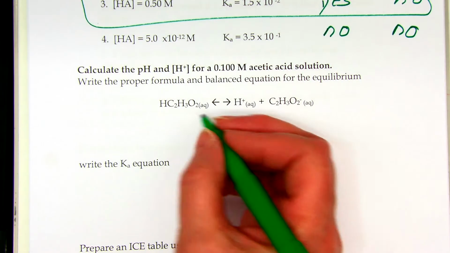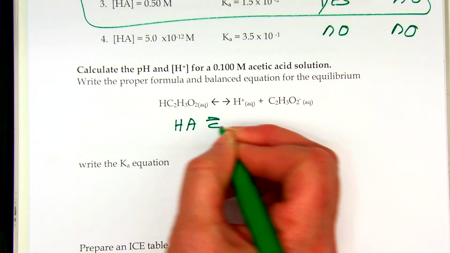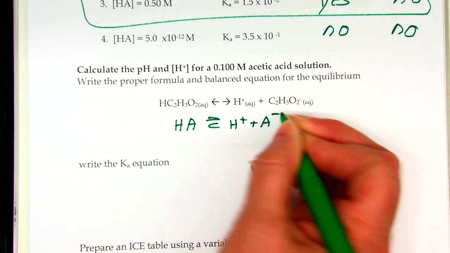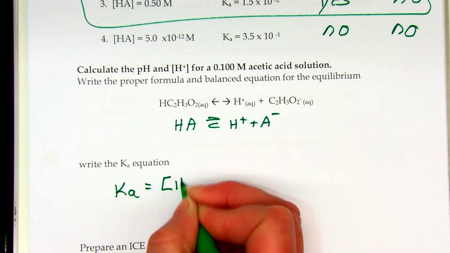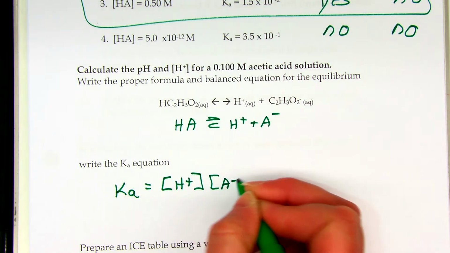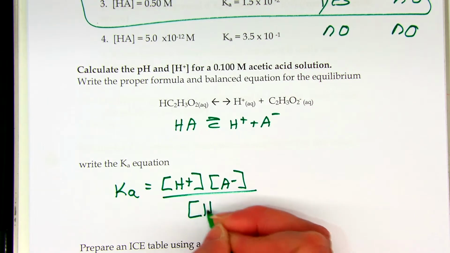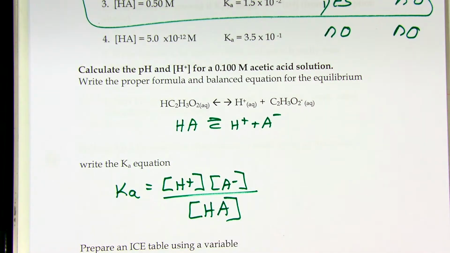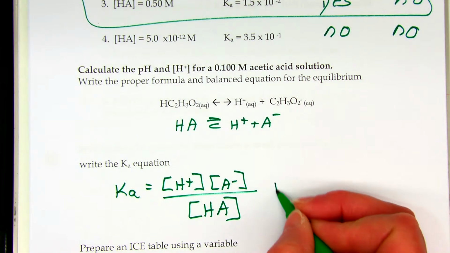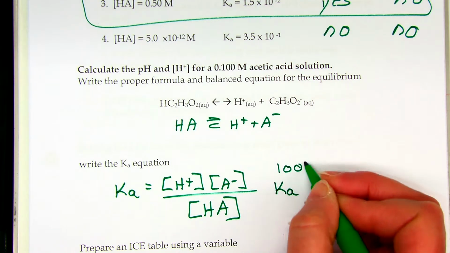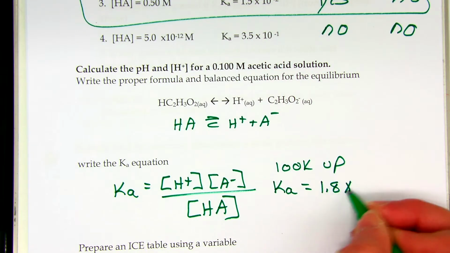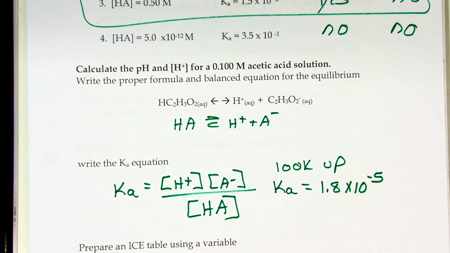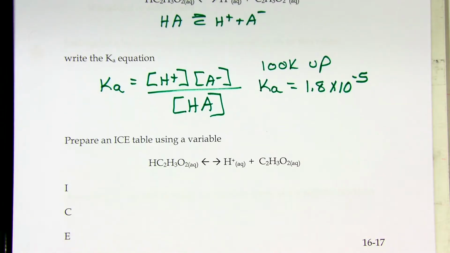So we start off, I'm going to just be lazy and use the generic here, right? HA is H plus plus A minus. So now I know that Ka is equal to the concentration of H plus times the concentration of A minus divided by HA. So we'll go ahead and use that chart on page 16-16, and we look up the Ka. So you'll need this chart when you're doing your homework. It's 1.8 times 10 to the negative fifth. And that's a small enough Ka that we can ignore X.